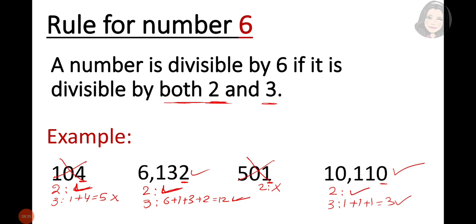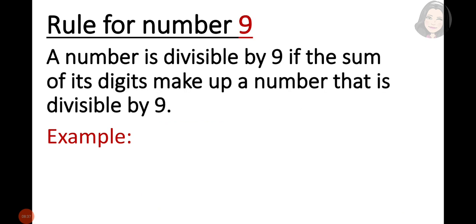Let's check the rule for the number 9. What does it say? A number is divisible by 9 if the sum of its digits make up a number that is divisible by 9. The rule for number 9 is very similar to the rule of number 3, but instead of checking the 3 times table, I'll check the 9 times table.